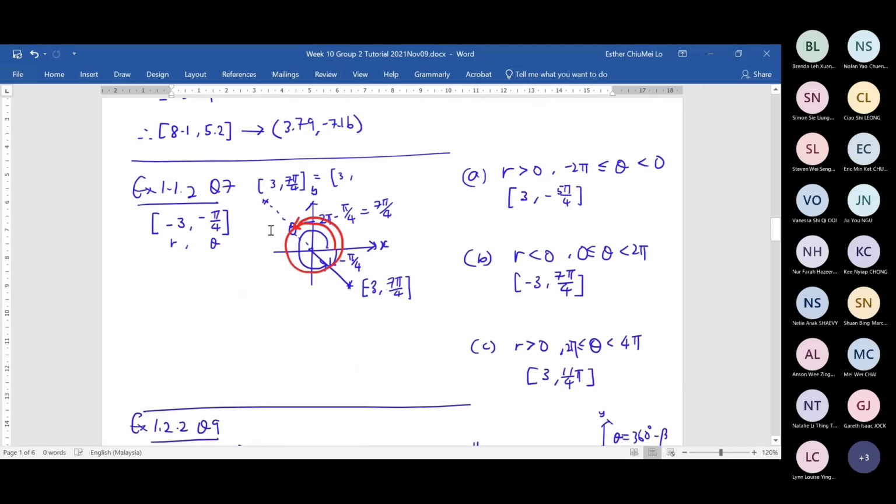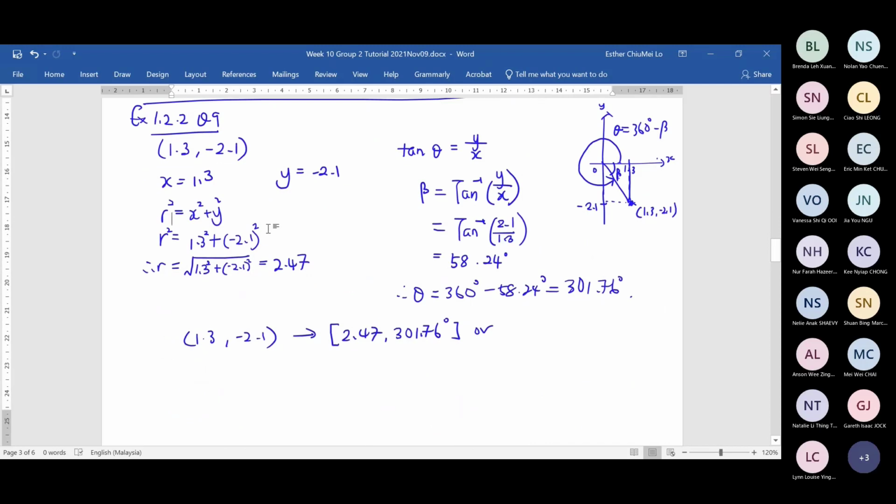Okay, so no doubt you can put it in positive or negative, say 2.47, then just now our negative is 58, negative 58.24. Okay, or you can put it in the pi. Maybe you can calculate what you get here, in radian. Okay, in a pi radian here.